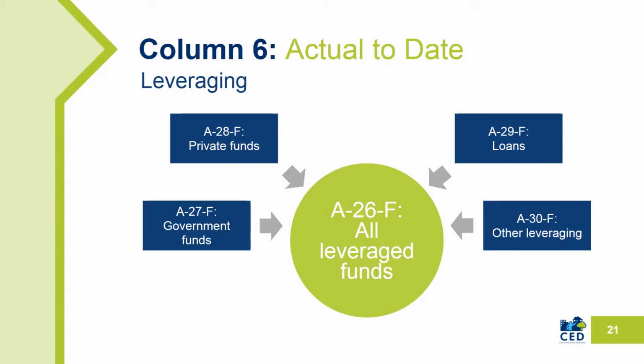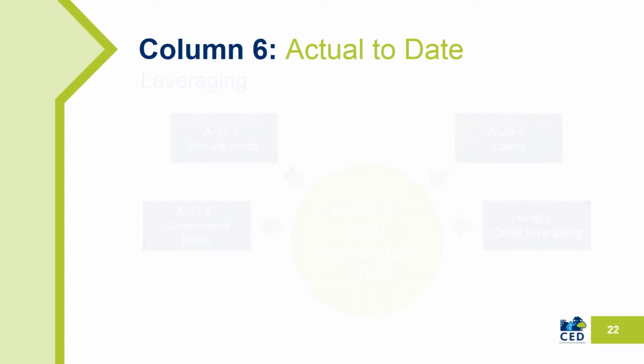The subcategories are mutually exclusive. Count each only once, even if it could fit into multiple subcategories, since you don't want A26F to double count anything. For loans, always count them as loans, regardless of whether they are private or government. Indicator A30F is a catch-all, but record in the explanation column the source of leverage funds you've captured in this indicator.